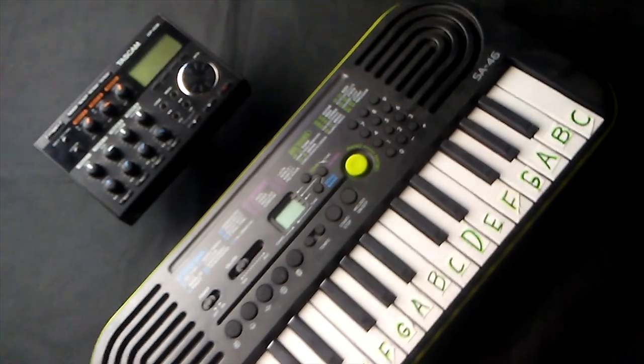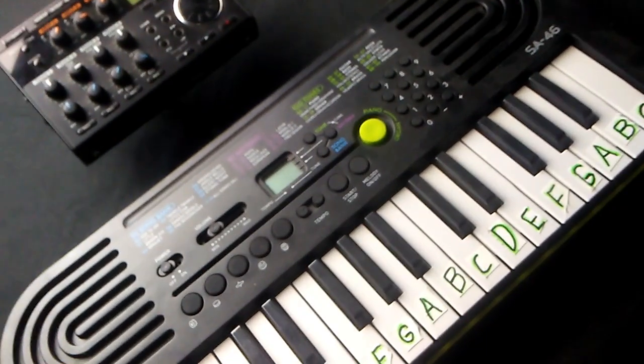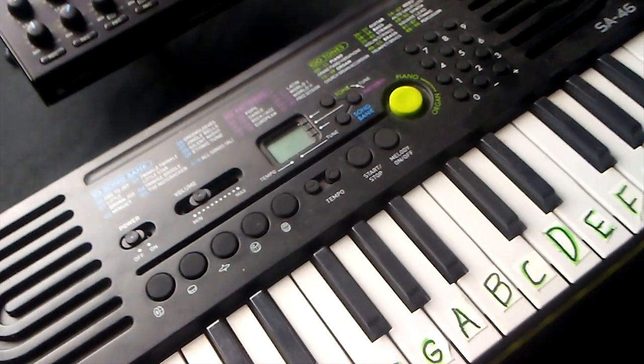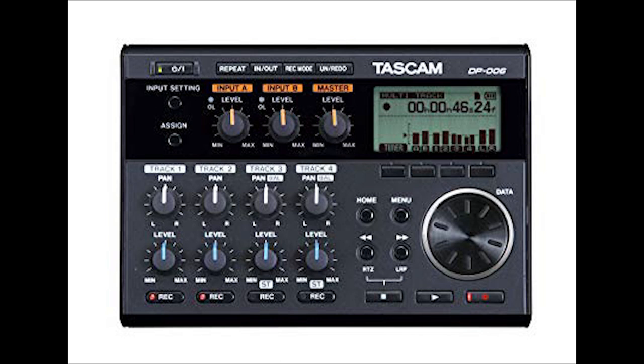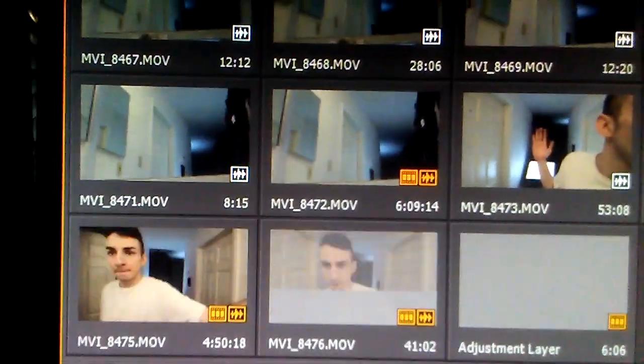Also, for the music, I just recorded the music with this $40 piano I purchased off of Amazon. I also did redubbing with the Tascam DP006. Yeah, I brought it into Adobe and I cut it all up. Yeah, so this is how I basically make a short.